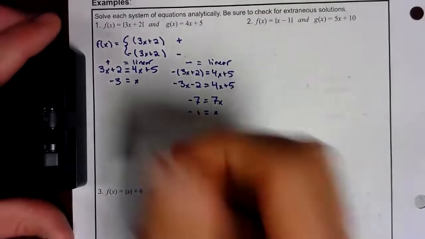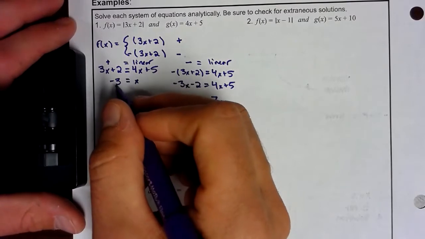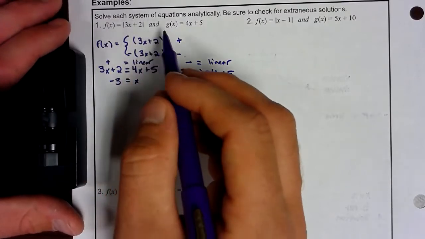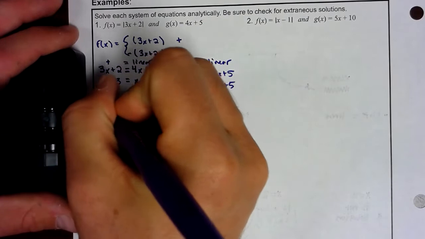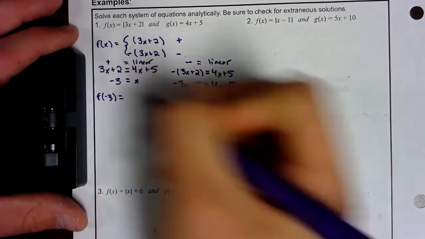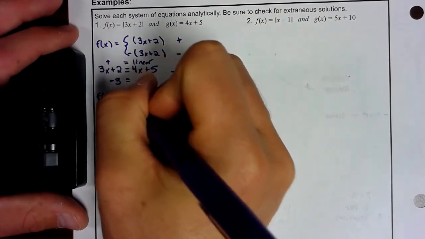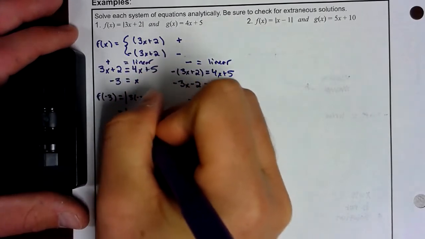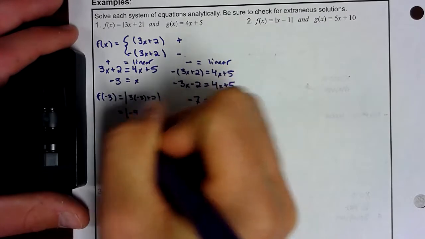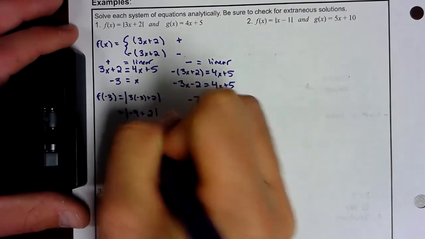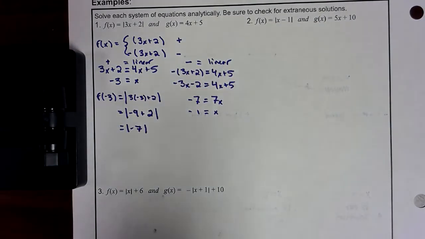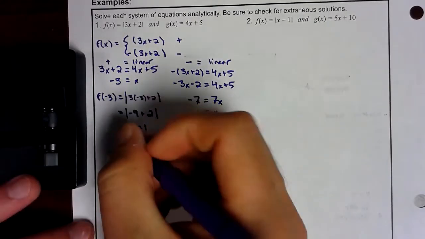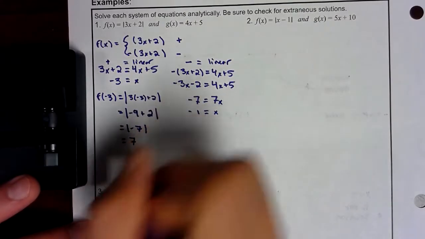Once we have these x values, we need to take the value of negative 3 and plug it into f and g and see if we get the same y value. So f of negative 3 would be 3 times negative 3 plus 2. This would be negative 9 plus 2, or the absolute value of negative 7. Remember, when we're taking the absolute value of numbers, we just simply make them positive because we're measuring its distance from 0.